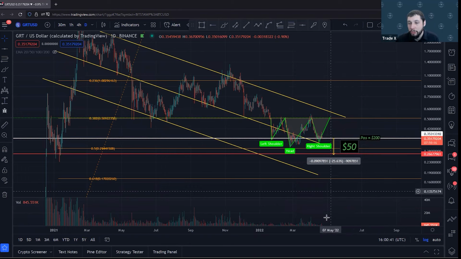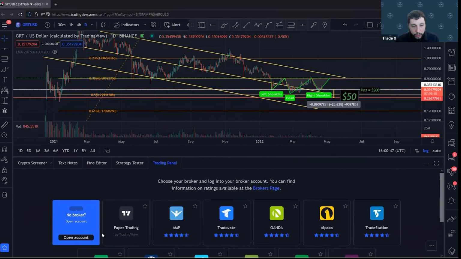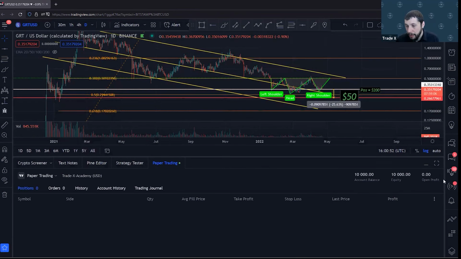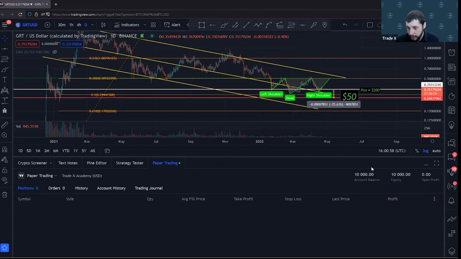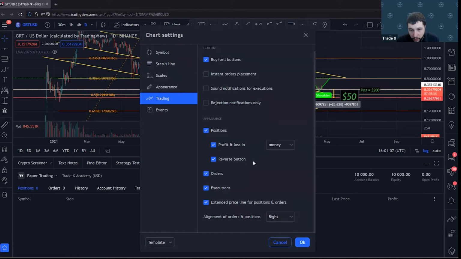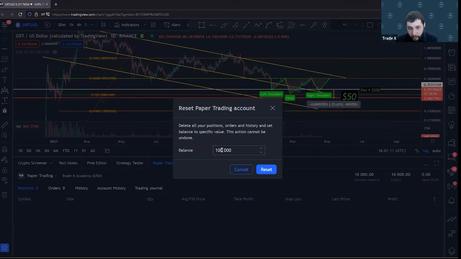So I'm going to enter with $200 with a stop that exits me at $50. And if you're on TradingView here, you can actually come down and use the paper trading function. And now it thinks I have $10,000 equity, which is fine. I believe you can adjust it and change it in here if I tweak this a little bit. Trading settings, that's what I was in. Reset paper trading, there we go.